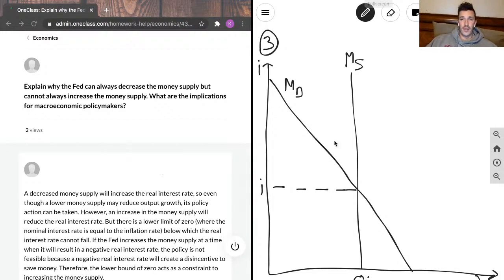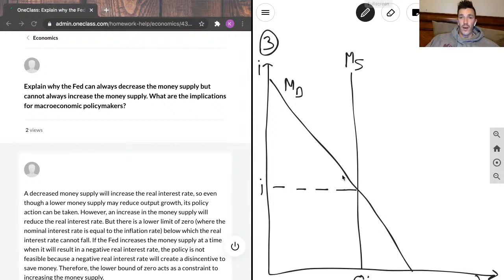Now, what happens when we decrease the money supply? That means we move this line to the left and the interest rate goes up. There is no effective limit, although I'm sure there are some practical implications that act as a limit, but hypothetically, we can keep reducing the money supply, and the interest rate would keep rising until, say, we reduce the money supply to 0 or something nonsensical like that. That won't happen. So the money supply can always be reduced because the interest rate can always go up.